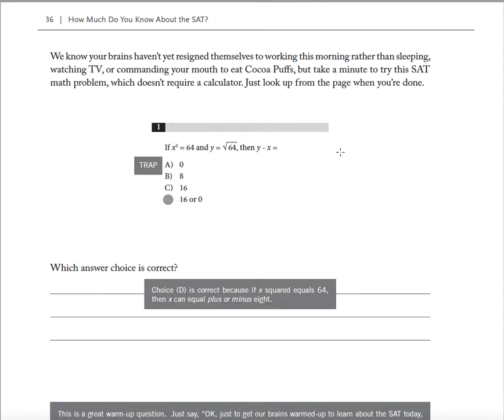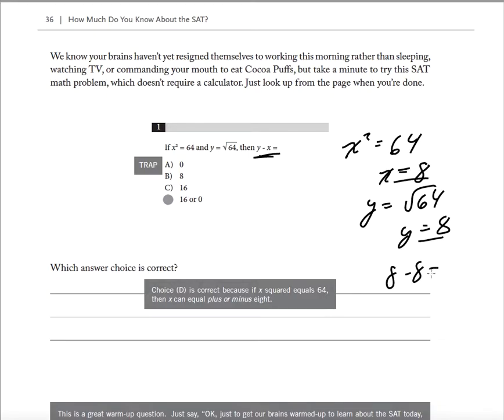Why are they going to pick A? Because they'll say, okay, x squared equals 64, so x equals 8. Okay, y equals rad 64, so y equals 8. We want to know y minus x, so y is 8, x is 8, 8 minus 8 equals 0. Sweet, I'm done, choice A, right?